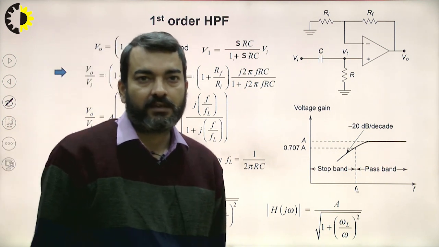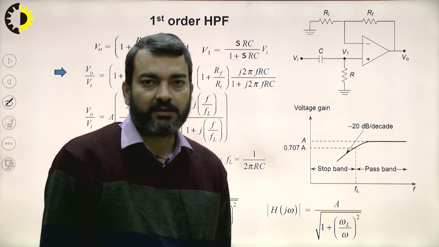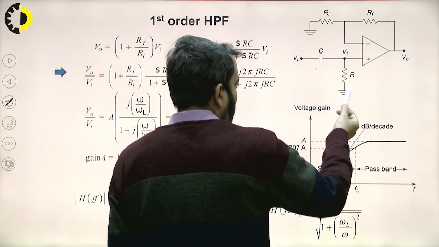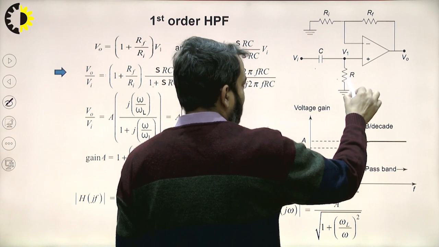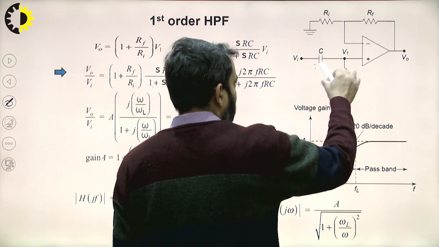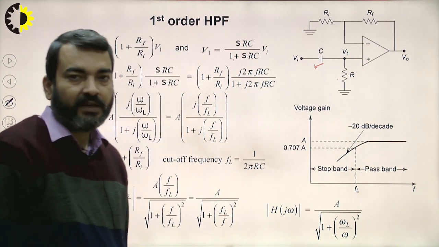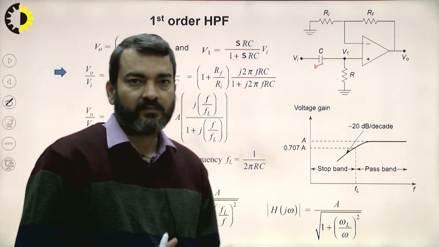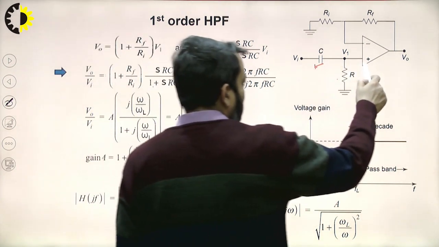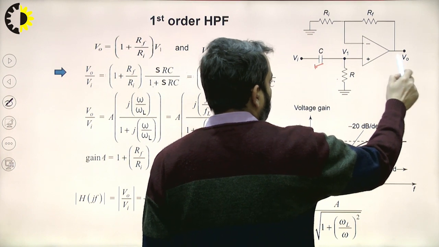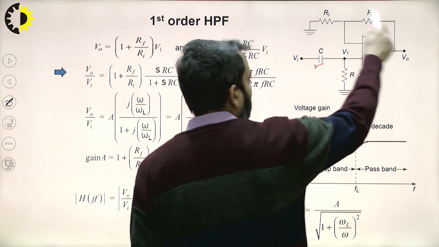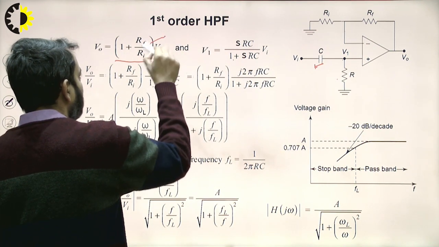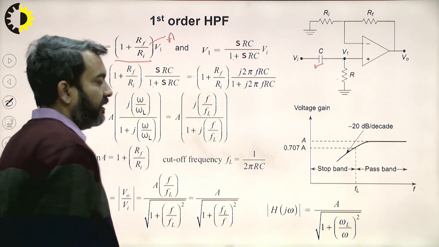In a similar way, we can design the first order high pass. Only the difference will be the change of component position. In case of low pass, the capacitor is placed at this point and the resistor was placed at this point. By having this small change, we can convert the low pass filter into a high pass filter. Again, this is a non-inverting configuration. V0 will be equal to Vi multiplied by gain, that is 1 plus Rf by R1. And again we will designate this bracket quantity as A.